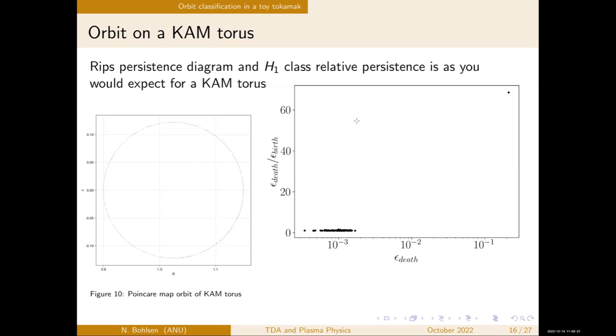Okay, so here's a KAM torus. An orbit, well, it's not really a KAM torus, but it's an orbit on an invariant torus. It's really a nested flux surface, but whatever, I just put KAM torus in the file.